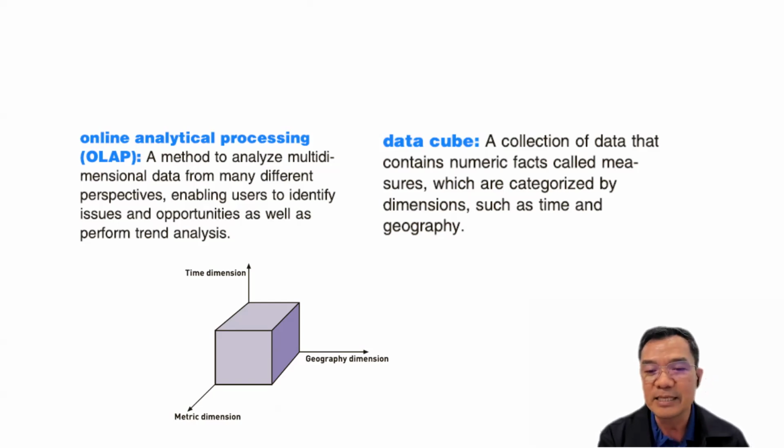On the other hand, online analytical processing is normally paired with a data cube, a collection of data that contains numerical facts called measures, which are characterized by dimensions such as time and geography. So in this case, for example, if you want to pair, normally a data cube has three factors.